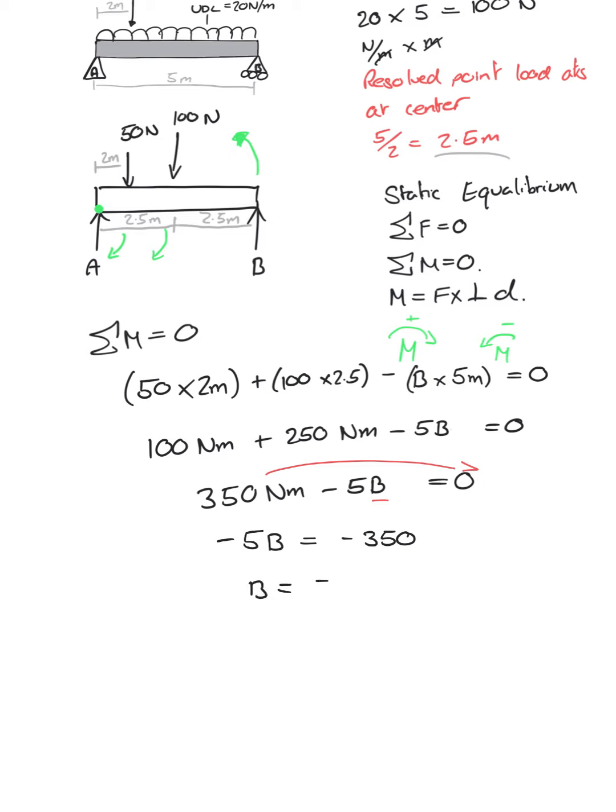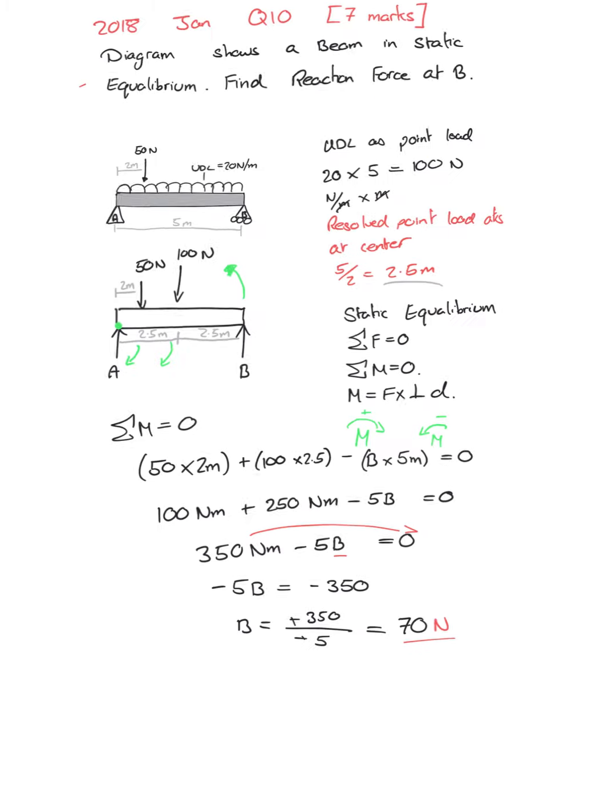B is equal to minus 350 divided by minus 5, since the opposite of multiplying by minus 5 is dividing by minus 5. So the minuses cancel and I get 70. So I know B is 70, but 70 what? Well, I was looking for a force, so the unit is newtons. B is equal to 70 newtons.